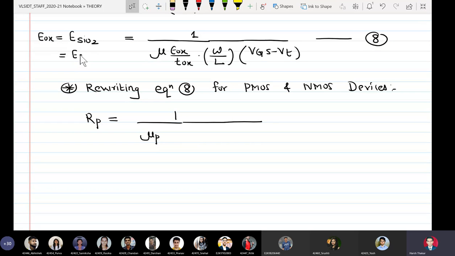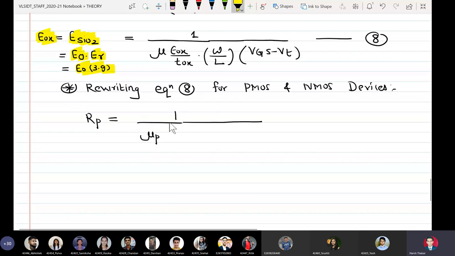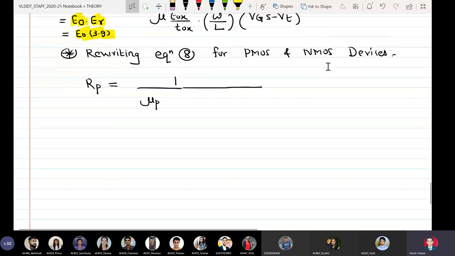epsilon ox is nothing but the permittivity of silicon oxide, which is equal to epsilon 0, that is absolute permittivity, into relative permittivity of SiO2, which happens to be 3.9. So as such epsilon ox is a constant now. So that is why we cannot say epsilon ox P. It is to be epsilon ox only. And oxide thickness is also the same.